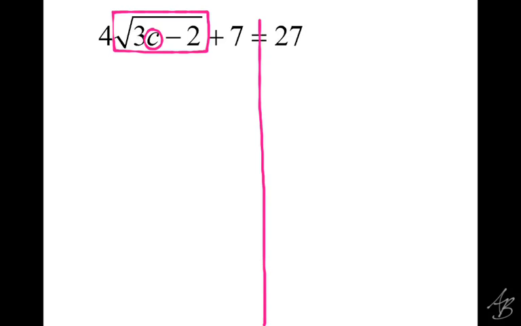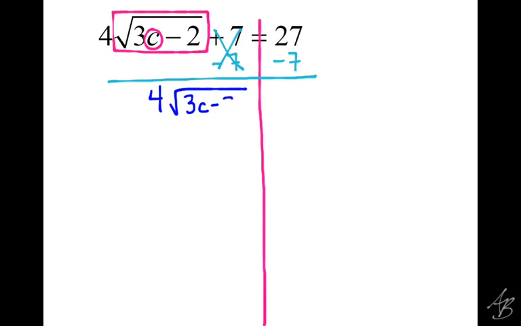So what 2 things are outside of the box that we need to get rid of? The 4 and the 7. And which one of those 2 things should we get rid of first? 7. So we'll get rid of that by subtracting 7, right? So we subtract 7 on each side. 7's cancel. Everything else comes down. So we still have the 4, still have the square root. And inside the square root we have 3c minus 2.